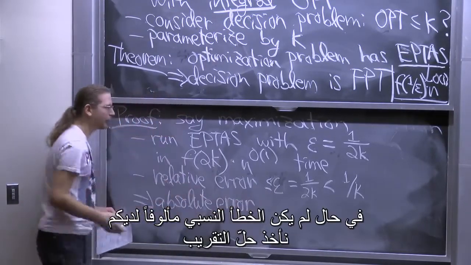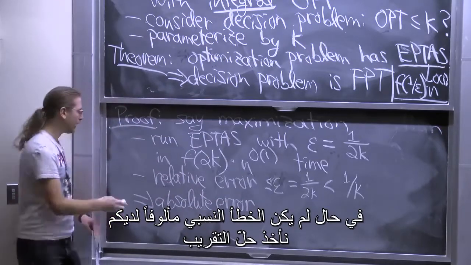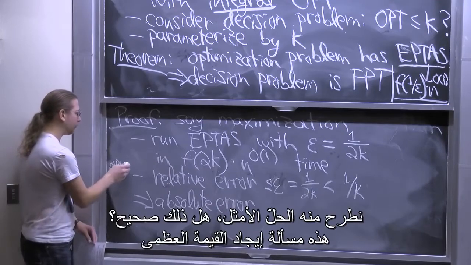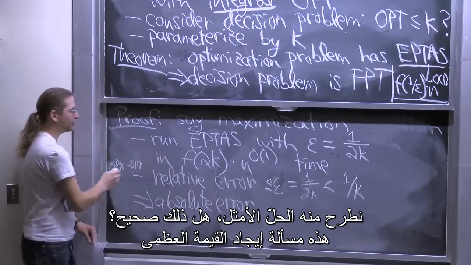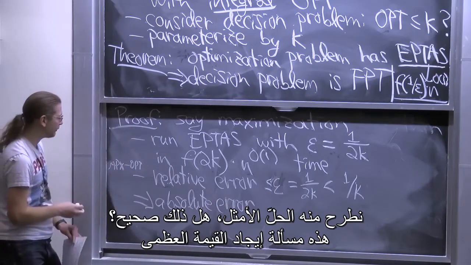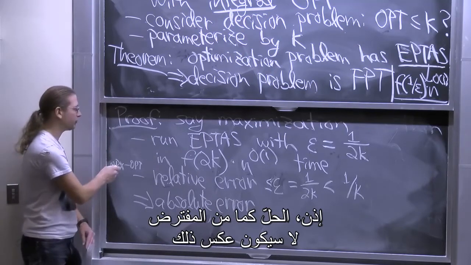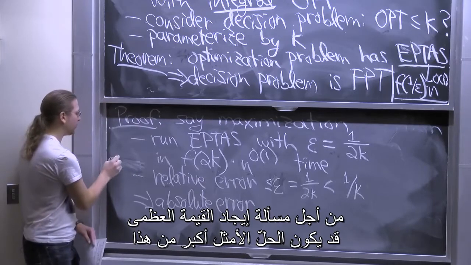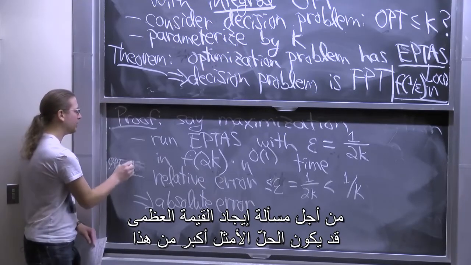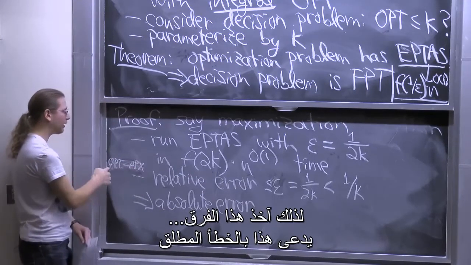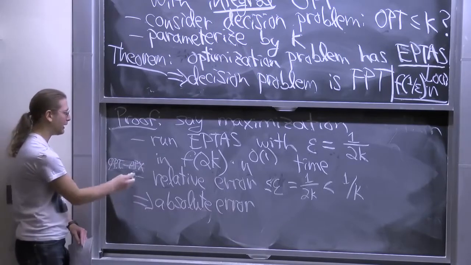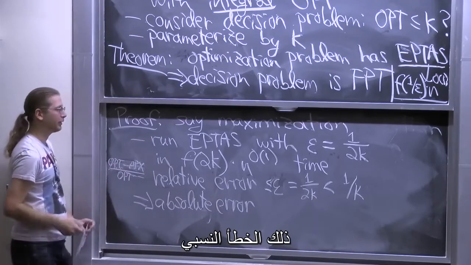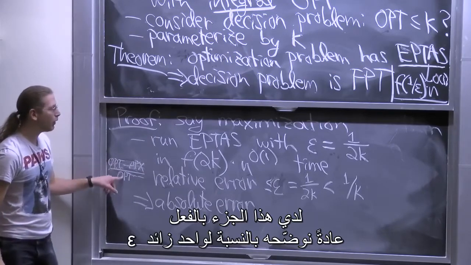in case you're not familiar, relative error is I take my approximate solution, I subtract off, let's say, the optimal solution. Did I get this right? This is a maximization problem. So my solution is presumably, no, it's going to be the other way around. For a maximization problem, the optimal could be bigger than me, so I take that difference. This is called absolute error. And relative error is when I just divide that by opt. That's relative error.